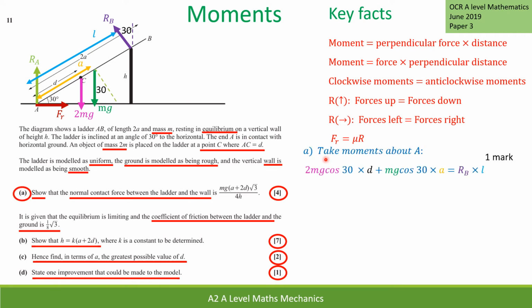So when I take moments about part A, we end up with 2mg cos 30 times by D plus mg cos 30 times by A is going to equal RB times by L. So we need to work out this distance from the bottom, from A, up to the top of the wall.